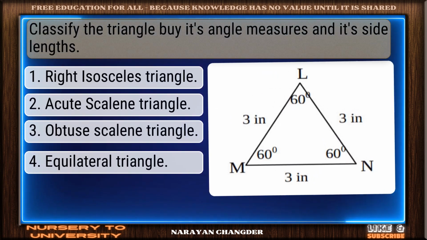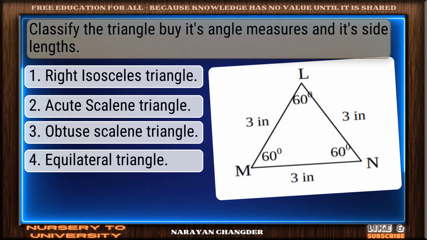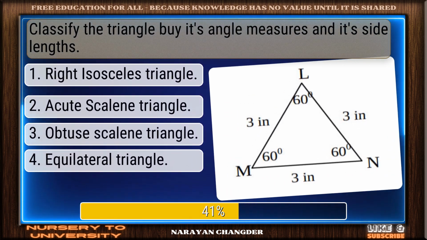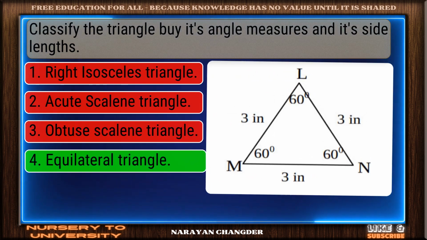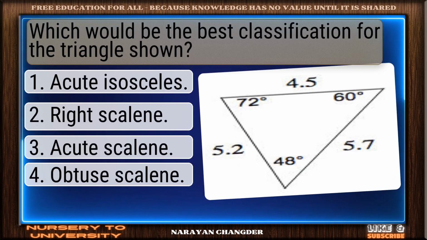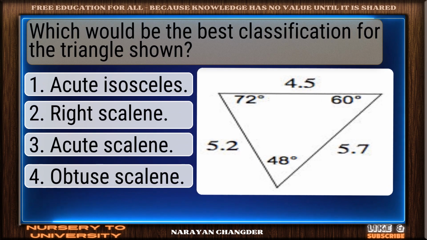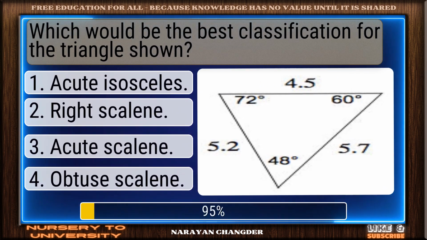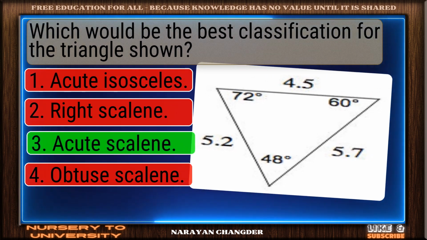Question number 7. Classify the triangle by its angle measures and its side lengths. Smart pick. Equilateral triangle is the correct choice. Question number 8. Which would be the best classification for the triangle shown? You're right. Acute scalene is the correct answer.